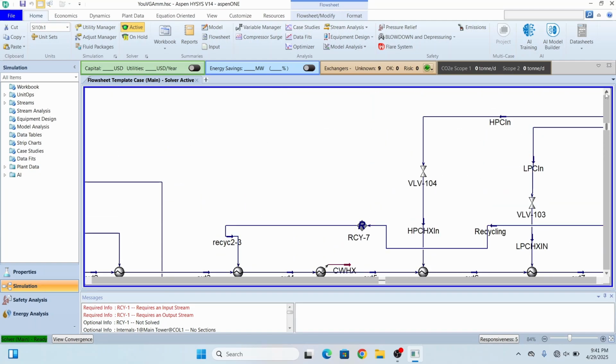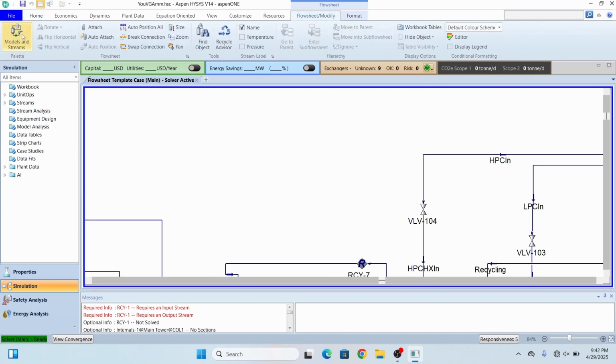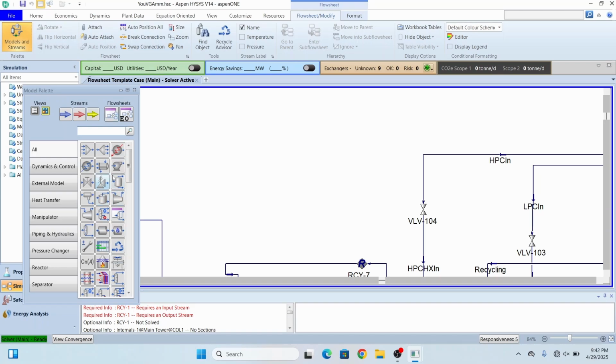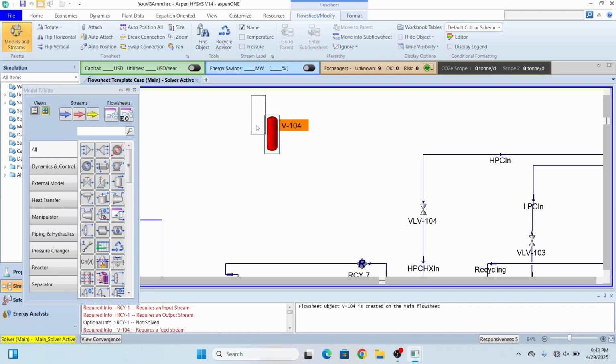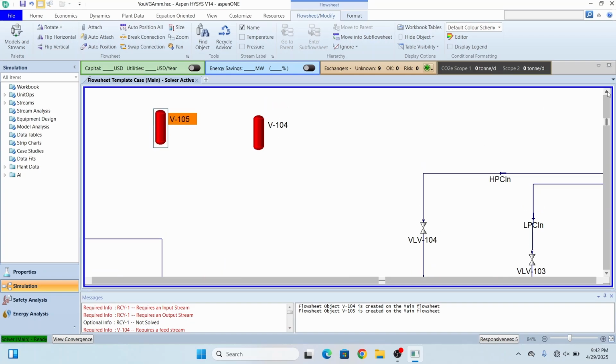So I will come over here, and here I will again go to my model palette and select two separating drums. One will be for my low pressure stream, and the other will be for my high pressure stream. The outlet streams from the high pressure chiller and the low pressure chiller will be the inlets for these two drums. I can rotate both these drums horizontally so that the fraction will not be reversed.